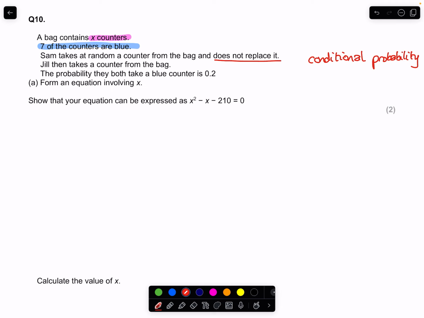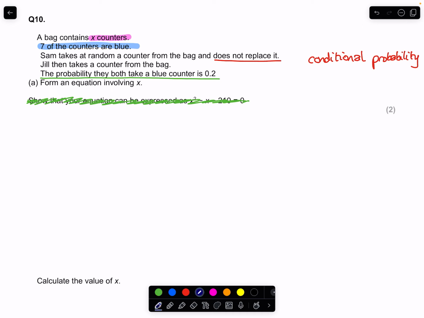Jill then takes a counter from the bag, so Sam's taken a counter out and not replaced it. Then Jill takes a counter out, and the probability that they both take a blue counter is 0.2. Form an equation involving X and show that it ends up being this. So, show question, you're not expected to see where that comes from right now. All we need to focus on at the minute is the information that's given in what I've underlined in green, which is the probability that they both take a blue counter is 0.2.